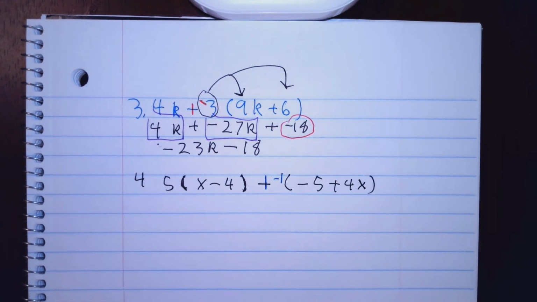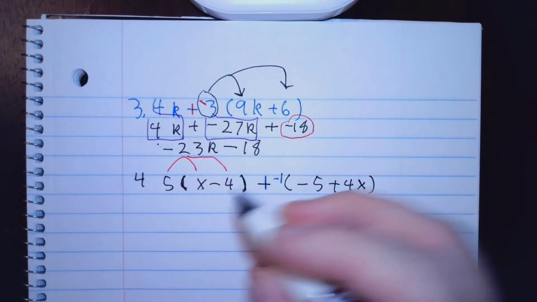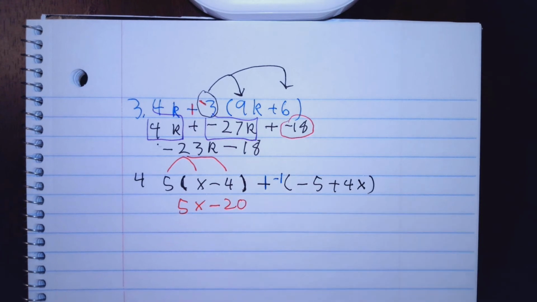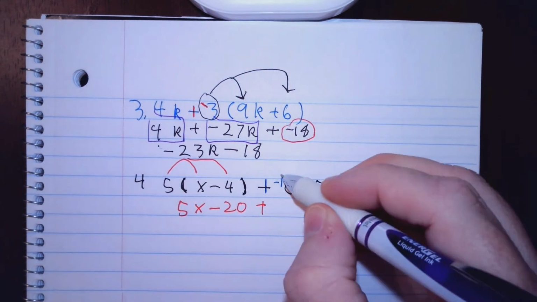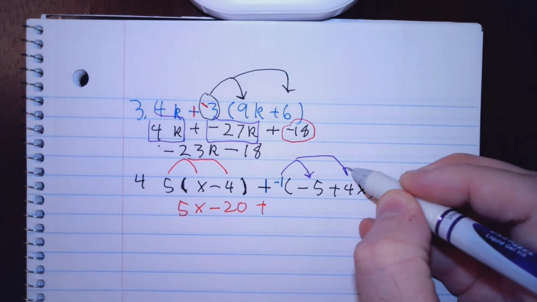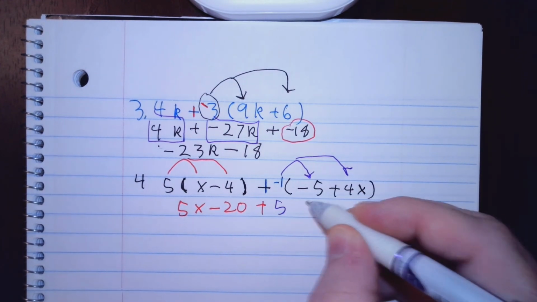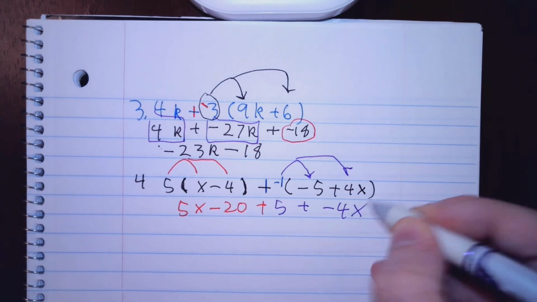Okay, so let's go ahead and distribute here and here. It's going to be 5x minus 20 plus, let's go ahead and distribute. This guy goes here, and this guy goes here. And so we're going to get a positive 5 plus a negative 4x.